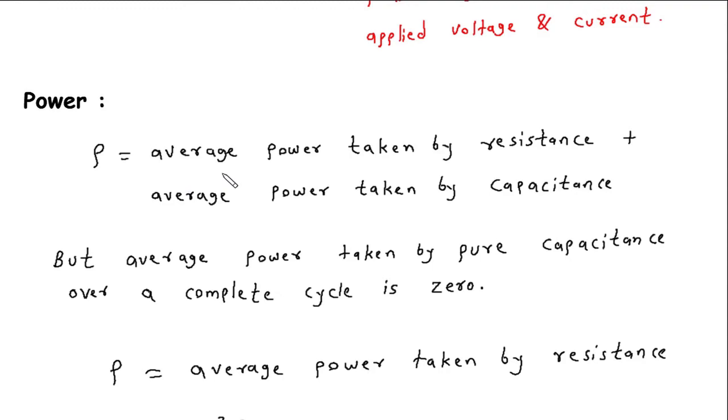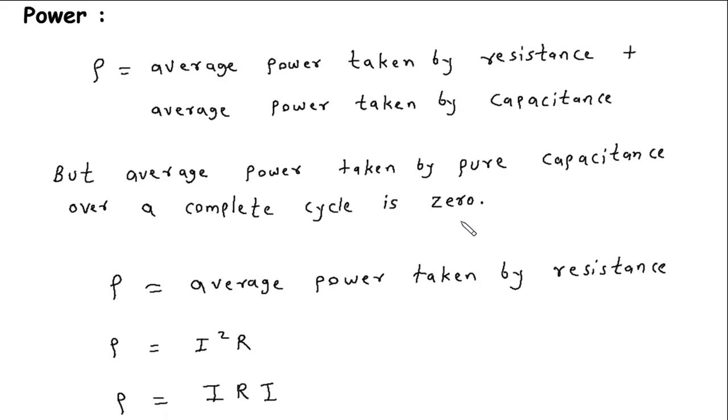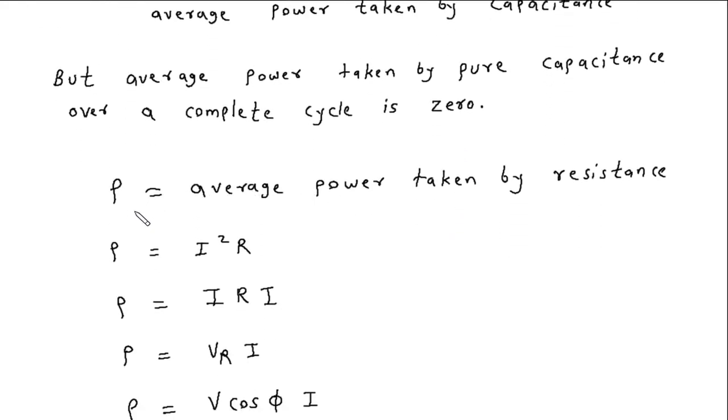Power is equal to average power taken by resistance plus average power taken by capacitance. But average power taken by pure capacitance over a complete cycle is 0. So power is equal to only average power taken by resistance. P is equal to I square R.